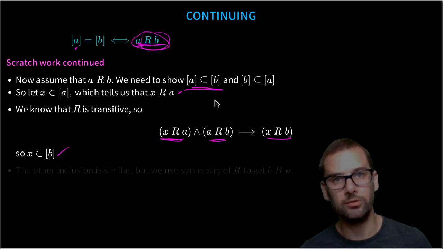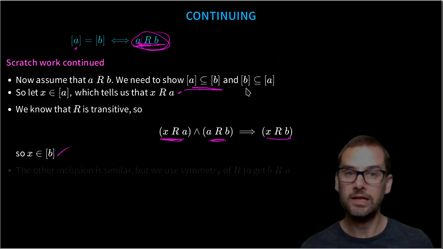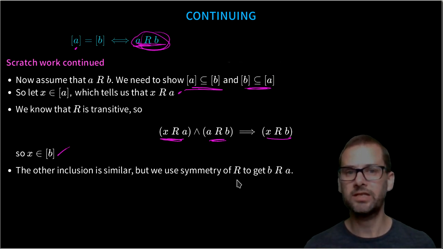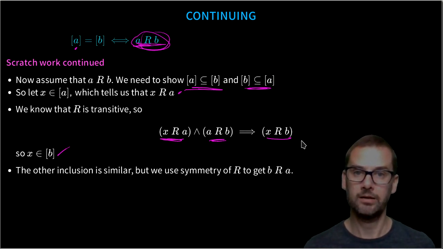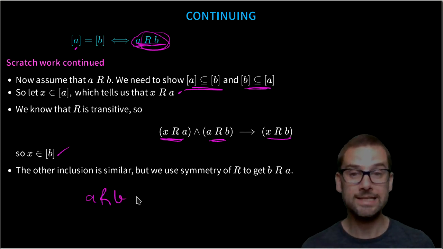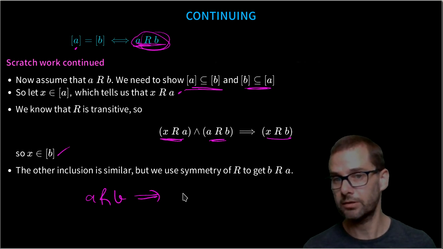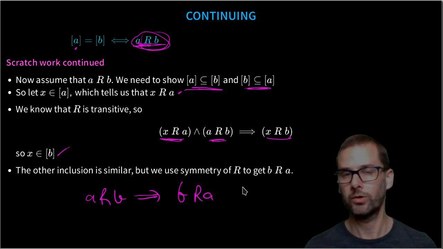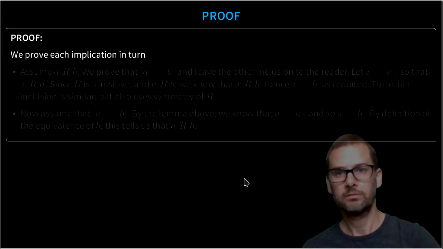Now the reverse inclusion, I won't do all the details here, it's very, very similar to that first inclusion, but we do need to use the symmetry of R to get b R a. So a R b, and because R is symmetric, because it's an equivalence relation, that tells us b R a. And we need that little fact in order to make everything work. Okay. So now we can prove it.